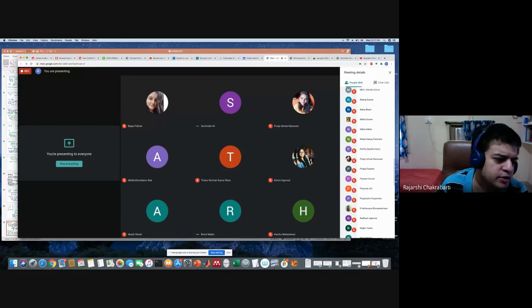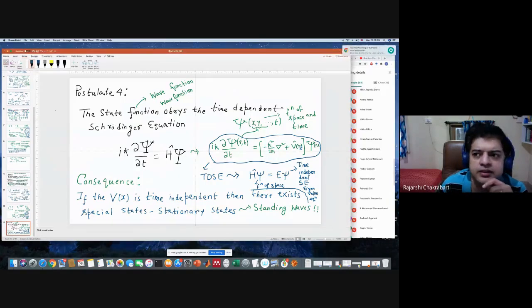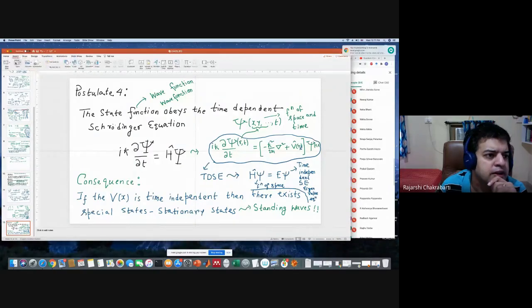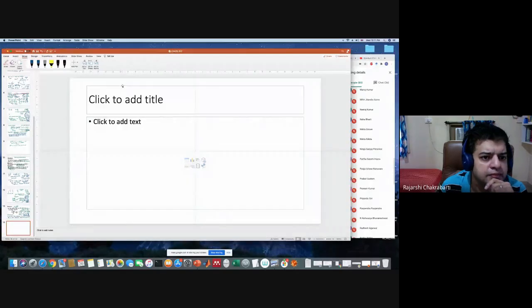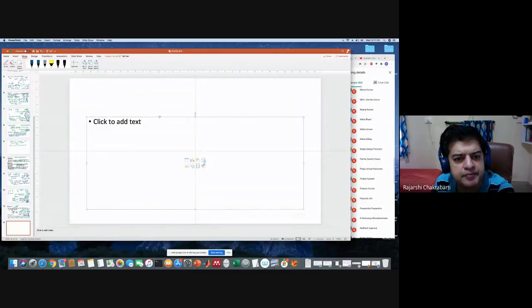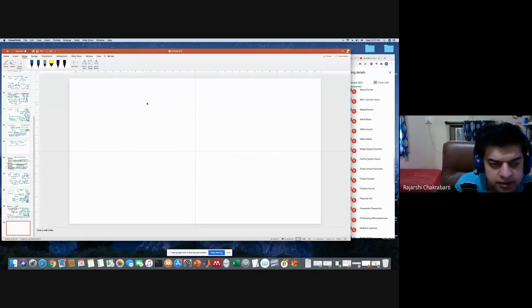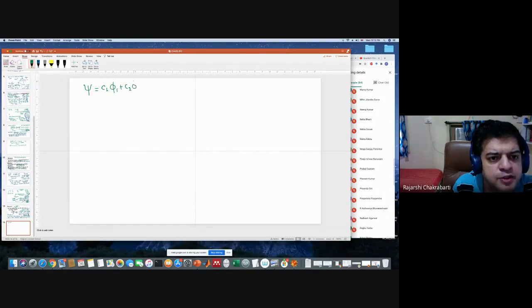But I can tell you thematically what this is. For example, what Rahul is saying. You can consider a case. I'm dealing with time independent things. So consider a case where your wave function, the psi, is a linear combination of other functions. It is like C1 phi1 plus C2 phi2. It's a linear superposition.